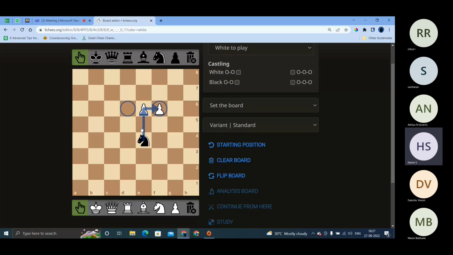When it reaches here, you just take this landing square. It moves 2 steps in one direction and takes 1 step to the side, and we only bother about this landing square. So even on a chessboard, you pick the knight and you don't drag the knight like this.